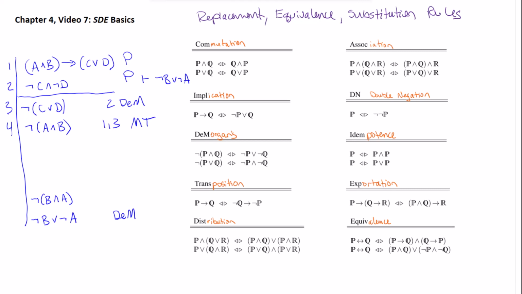And how is that helpful? Well, all we need to do is apply good old commutation to line 4 and switch the interior of line 4 so that it gives us line 5. And then the last step is to distribute that hook across the conjunction. And that gives us hook B, V, hook A, either not B or not A, from 5 by De Morgan's.